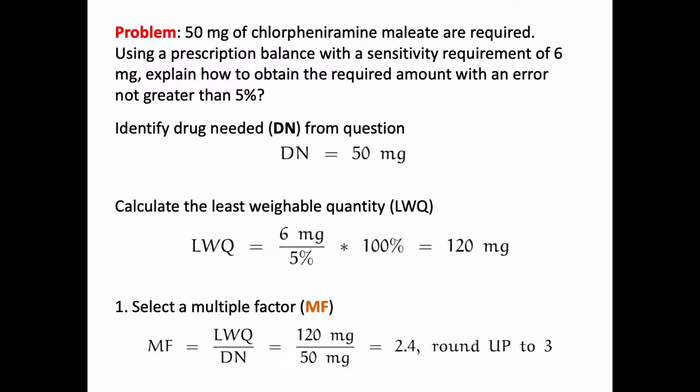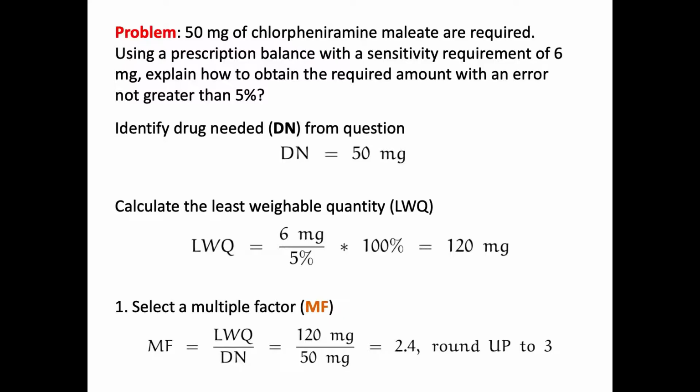Again, we'll need to calculate the least weighable quantity as the second step, in that we need to use the formula and say that our least weighable quantity is equal to our sensitivity requirement of 6 milligrams divided by our allowable error of 5% times 100. So that gives us 120 milligrams. All right, so those are kind of our pre-steps. So step 1 of actually determining the multiplication factor, we do that by taking the least weighable quantity divided by the drug needed. In this case, we take 120 milligrams divided by 50 milligrams, and that equals 2.4.